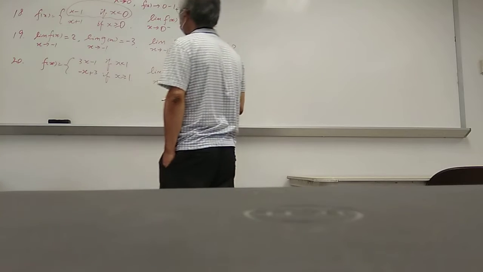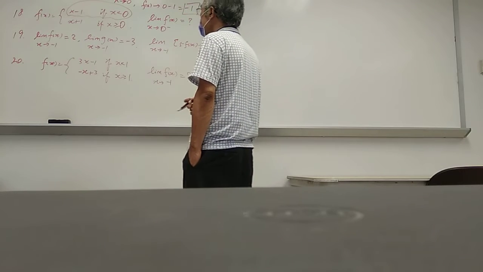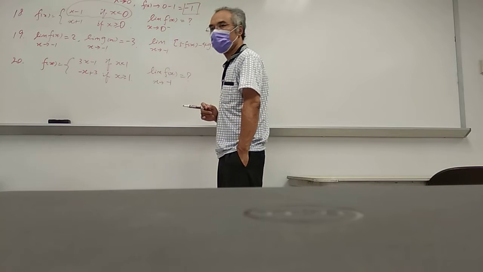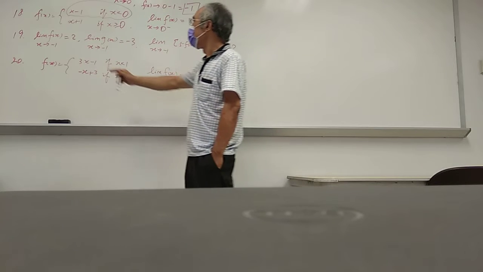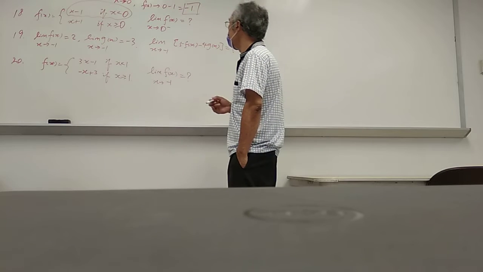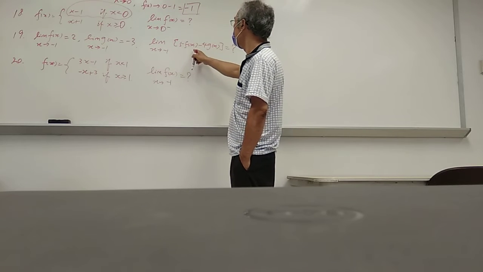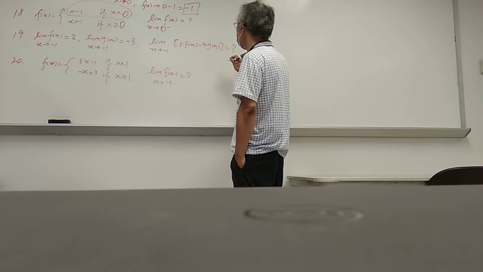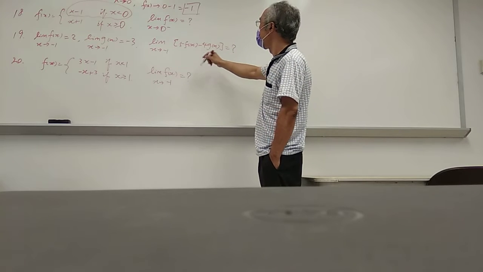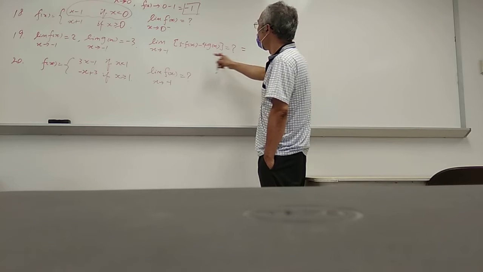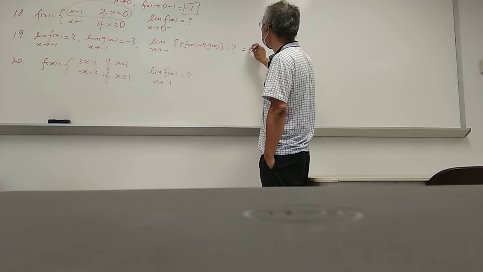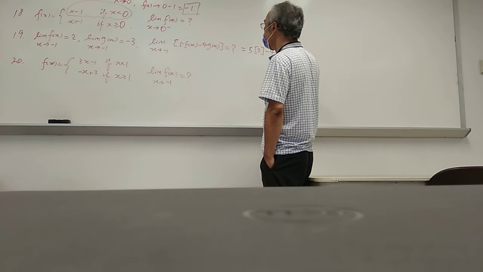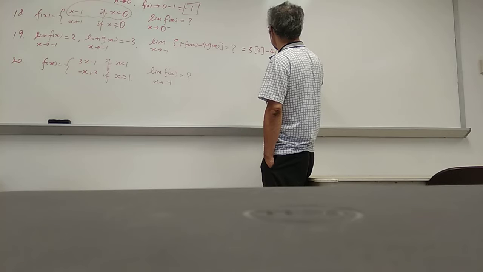So that's number 18. Number 19, we know the limit of f and we know the limit of g as x approaches negative 1, are 2 and negative 3 respectively. We need to find the limit of 5f minus 4g as x approaches negative 1. So what you do, you just plug in 2 for the first limit and negative 3 for the second limit.